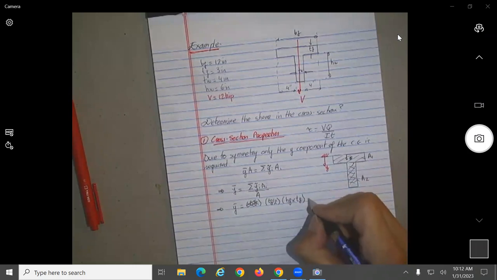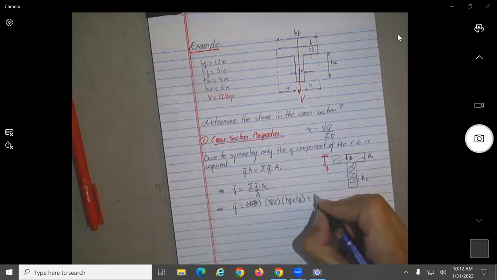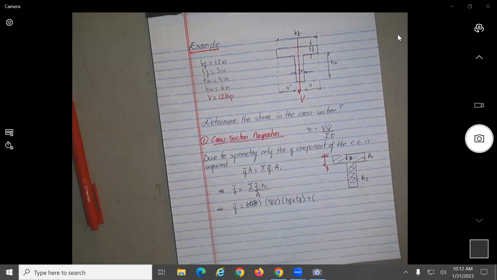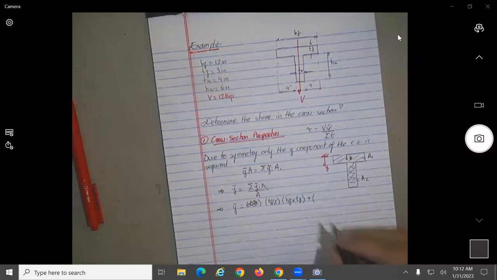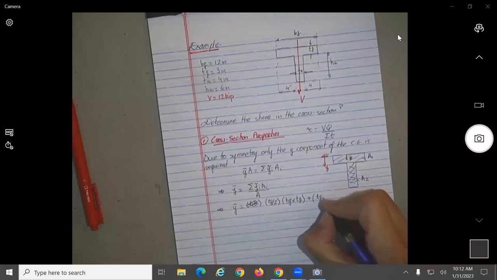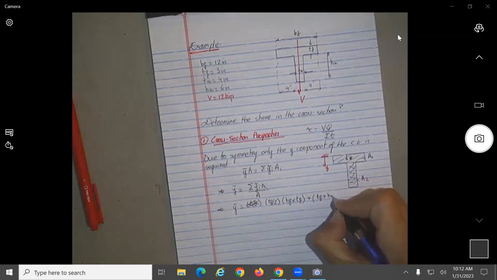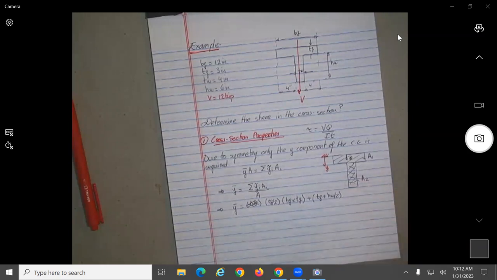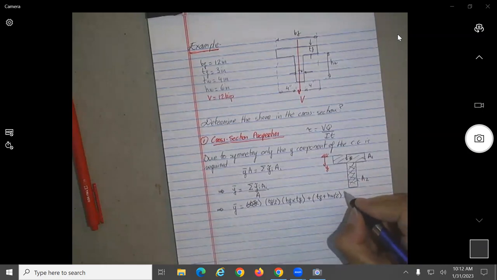Now we need to do the same thing for the second area. So what would that be? That's H W divided by two, correct? Again, if you don't see that, let me know.